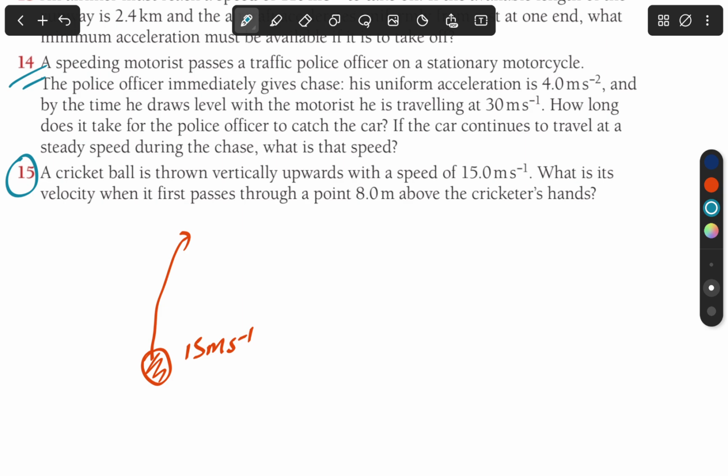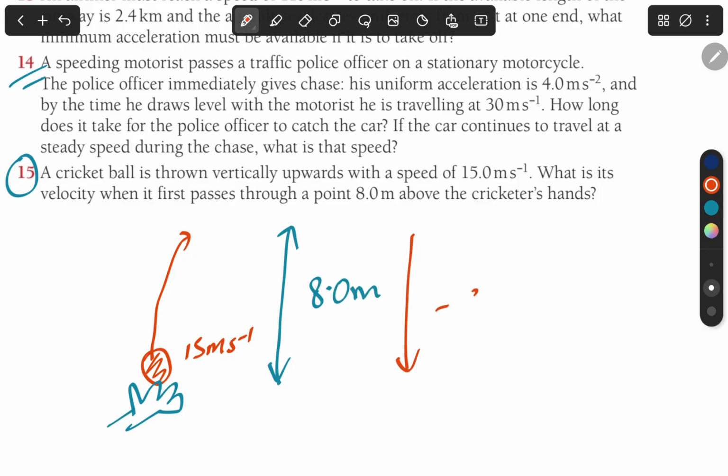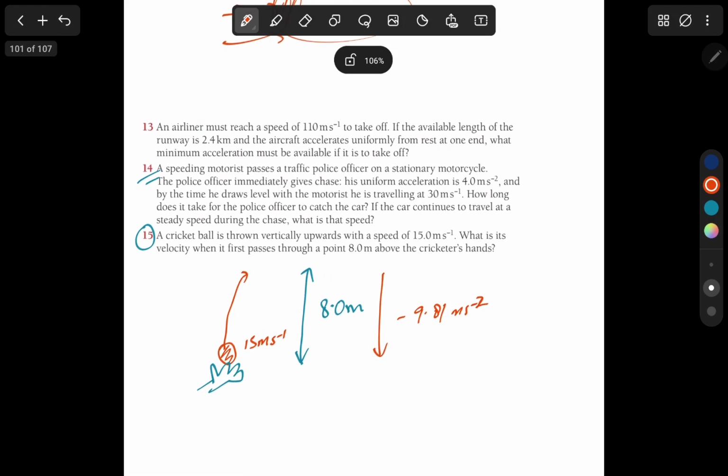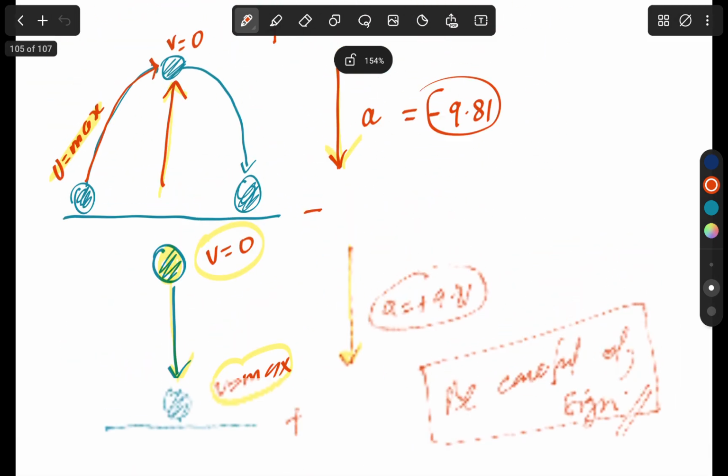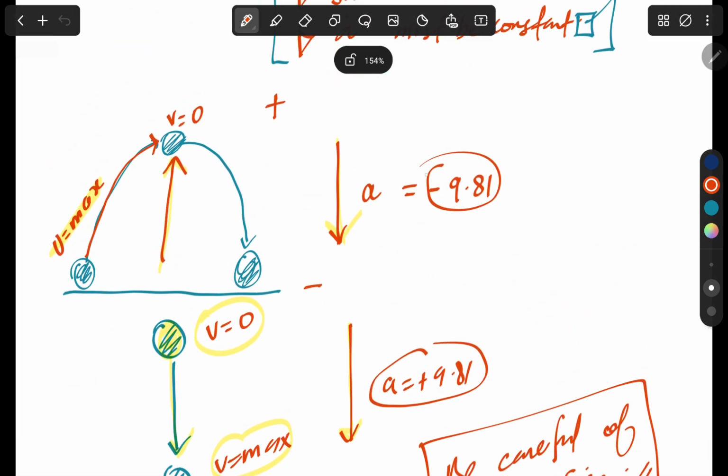Anyway, 15 meters per second. What is its velocity when it first passes through a point 8 meters above the hand? So this is the hand, let's say, and 8 meters above the hand is the distance. We know acceleration is negative 9.81 meters per second squared. Where did you get this from? Remember this question? You throw something up, acceleration is negative 9.81.